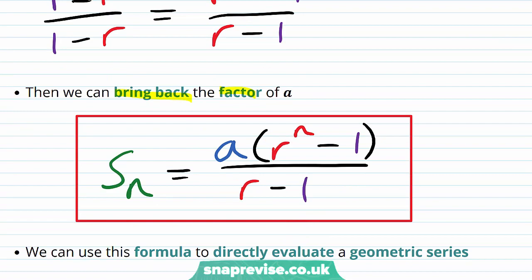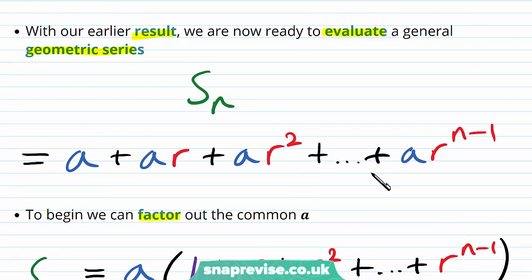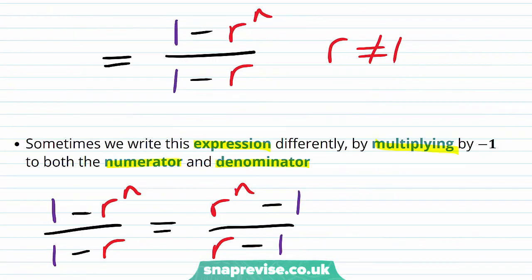Out of interest, if r equals 1, let's have a look at our series. This is the expression for our series, and if r equals 1, then all of these r terms actually go away. So we're just left with a plus a plus a plus a. And this is really an arithmetic series, not a geometric series. So it makes sense why this formula shouldn't hold in this case. We should really treat it as an arithmetic series.